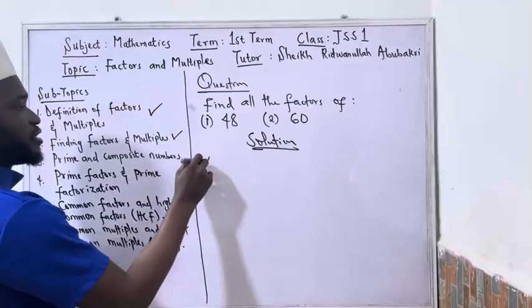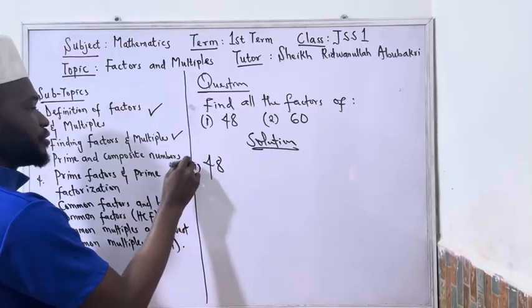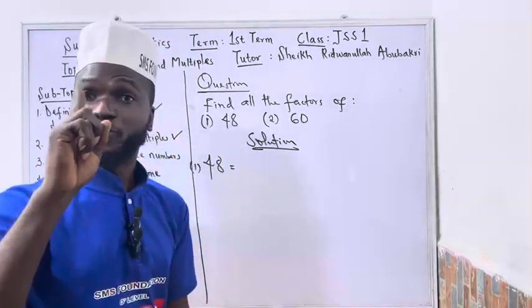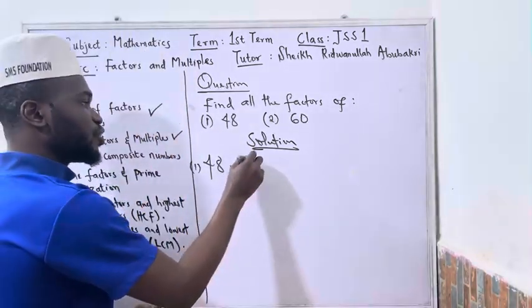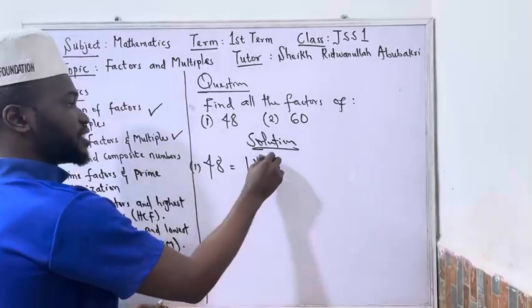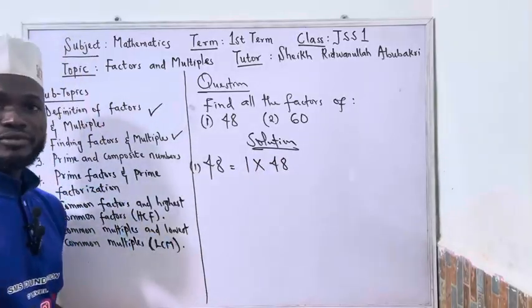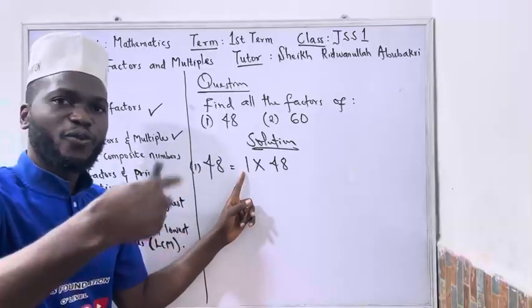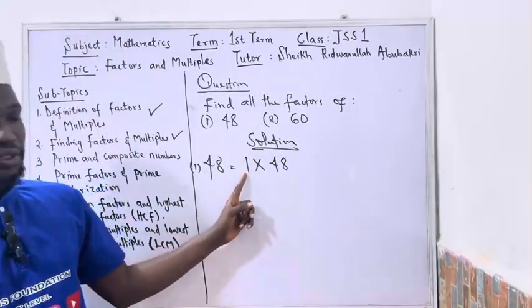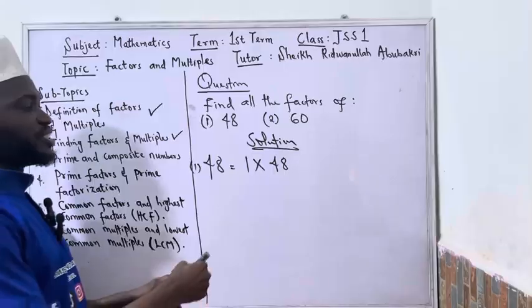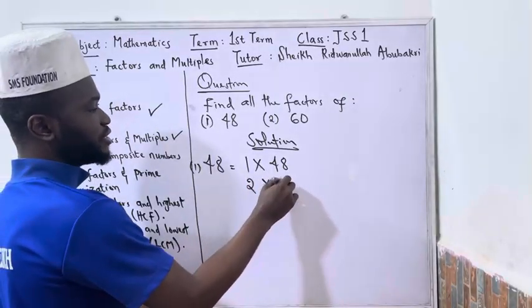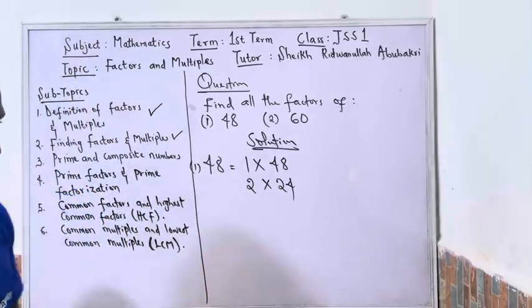So for 48, I'm going to write 48 here. Starting with 1, always begin with 1. So 1 times what will give me 48? That's 1 times 48. After using 1, the next number when you are counting is 2. So try whether 2 will work in this situation. I think 2 will work. So 2 times 24 is going to give us 48.